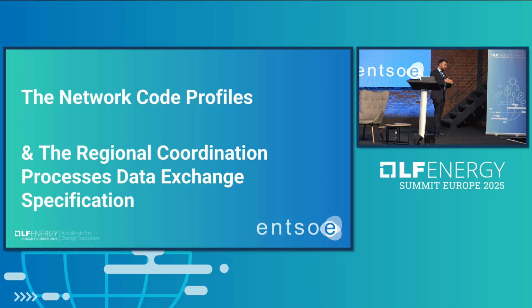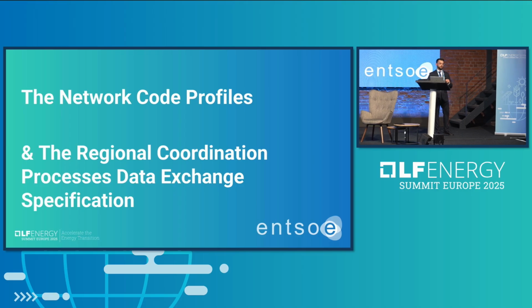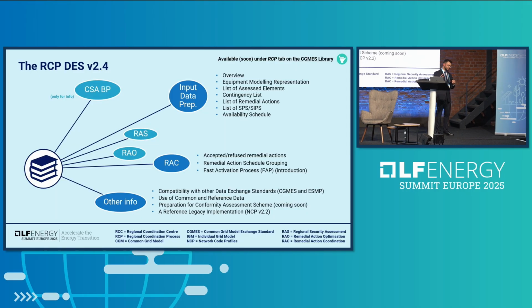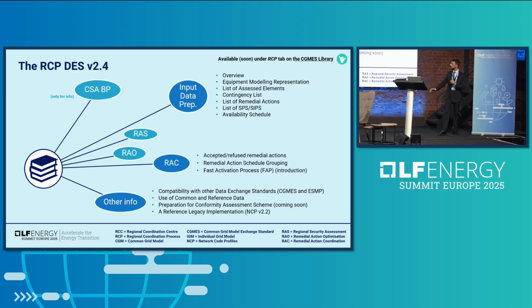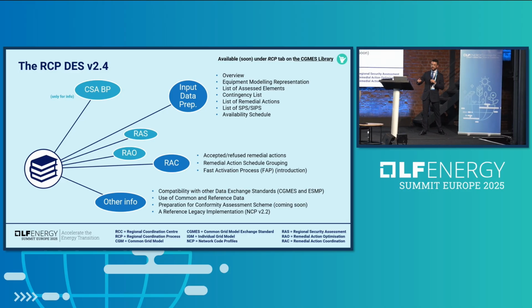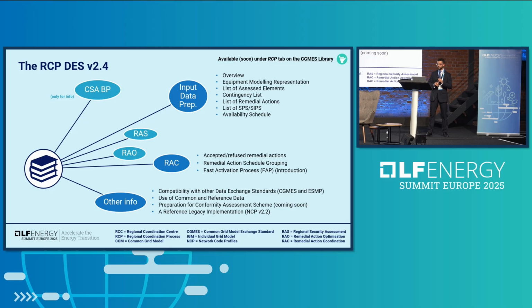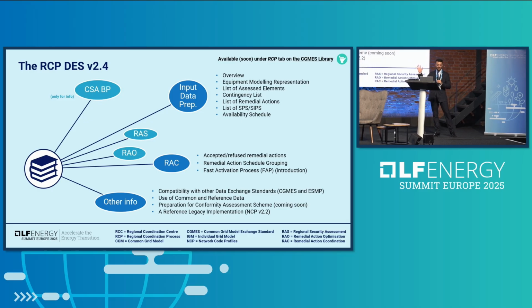And where do these use cases end up? They end up in the regional coordination processes data exchange specification using the network code profiles. This is a very brief overview of the RCP DES. It has a description of the CSA business process for information, but actually you see here that the use cases ended up there in the different chapters and sub-chapters.